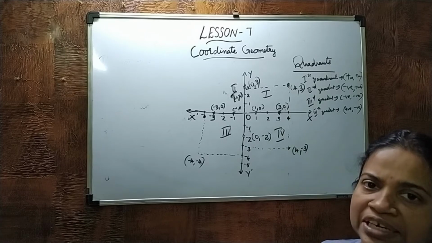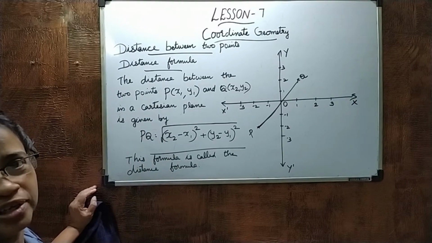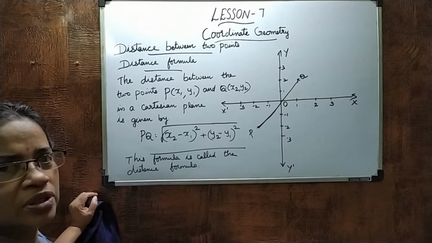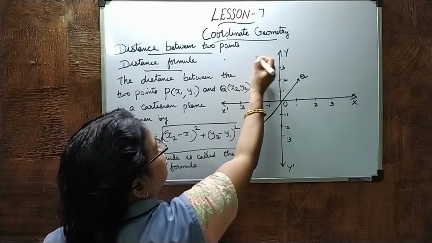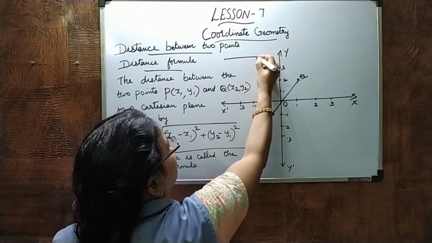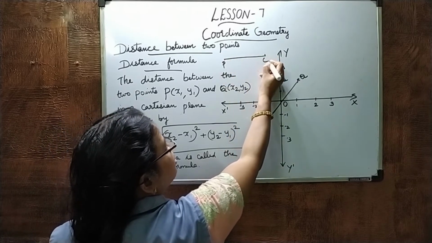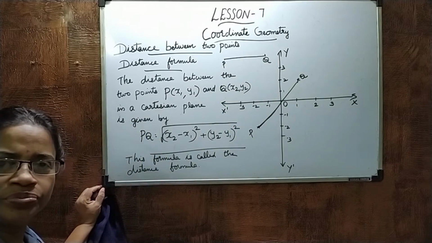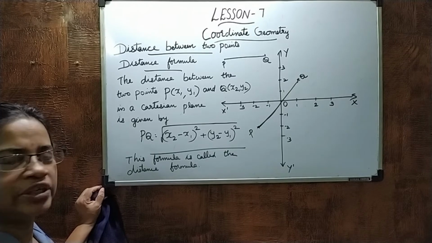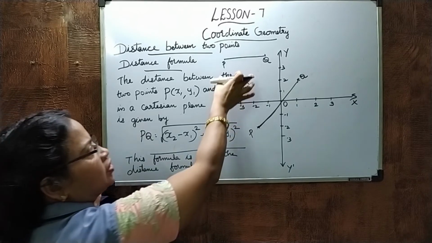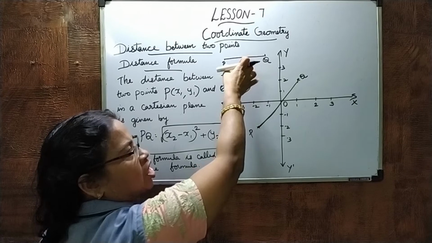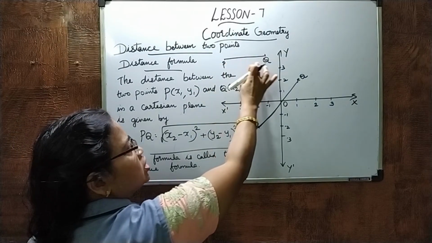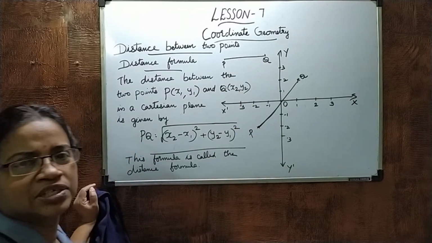First one is the distance formula, the distance between 2 points. We are going to learn about the distance formula. Suppose you just draw 2 points and then make it a line. You want to find out the distance between this P and Q. What will you do? Easily, you will take one scale and find out the distance, maybe 5 centimeters, maybe 6 centimeters. So the distance between these 2 points you will find out by the scale.